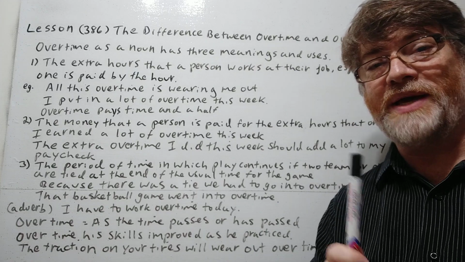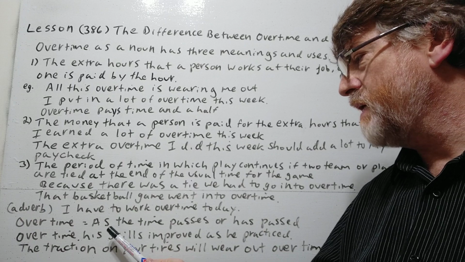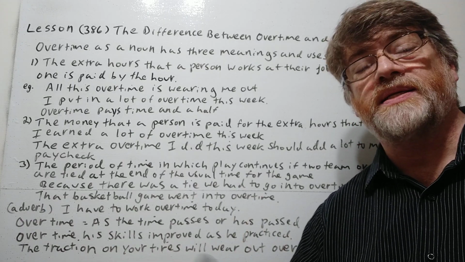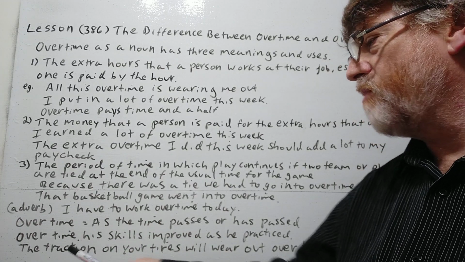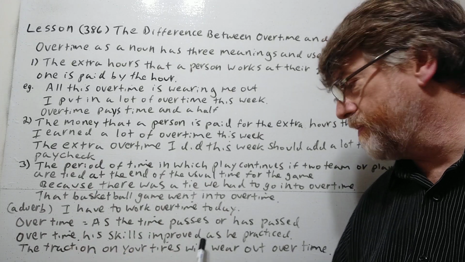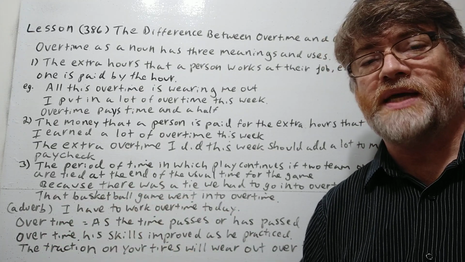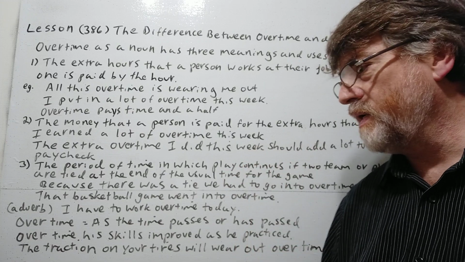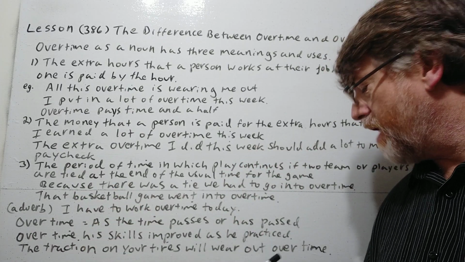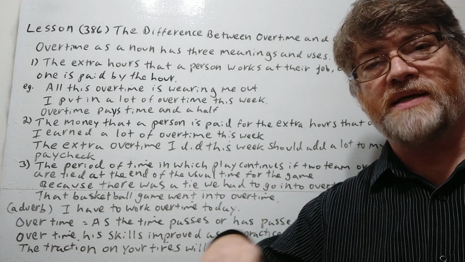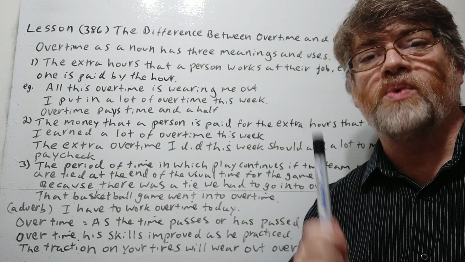All right, now, finally, we get to overtime as two words. So if we see over time as two words, it simply means as the time passes or as the time had passed, of course, if it's already in the past tense. So over time, his skills improved as he practiced. So as time passed, his skills improved. So in this case, over time is two words, as the time goes by. The traction on your tires will wear out over time. So as the time goes by, the traction, the rubber on the bottom of the tires will wear out.